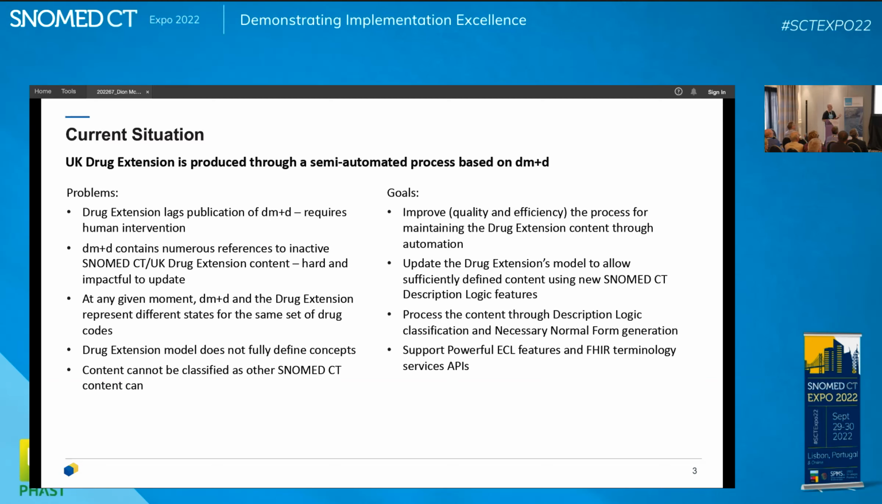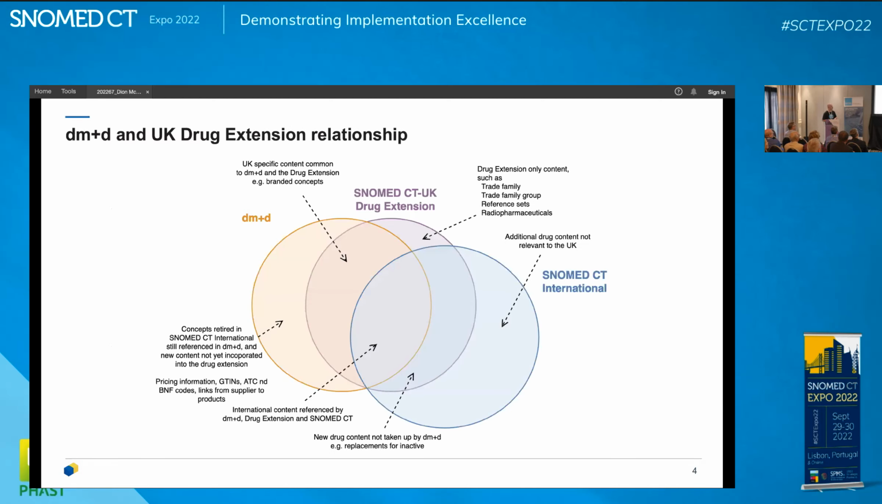We also were trying to update the drug extension to be able to be classified. So we might as well use the SNOMED drug extension model, apply that, and then obviously go through a classifier and try to use the ECL features and the FHIR terminology services APIs. So that was the objective.